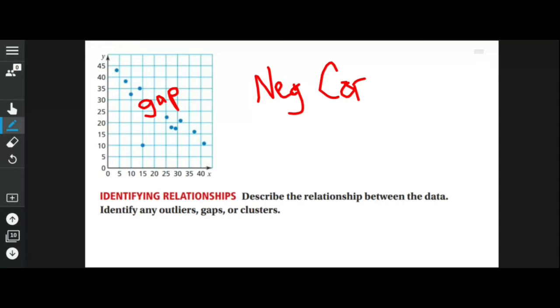I see here that I have an outlier. Some people might say, would that right there be a cluster? Not really. That's only two dots really close to each other. So I don't think we have any clusters, but we definitely have a gap right here, and we definitely have an outlier right here. Okay?